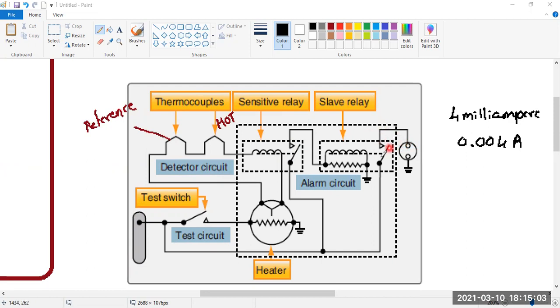Done. Now you will see that there is a resistor connected across the slave relay. This is a DGCA question. Why is the resistor connected across the slave relay? So I will just mark it over here and tell you that this is a DGCA question so that you remember. What happens over here?